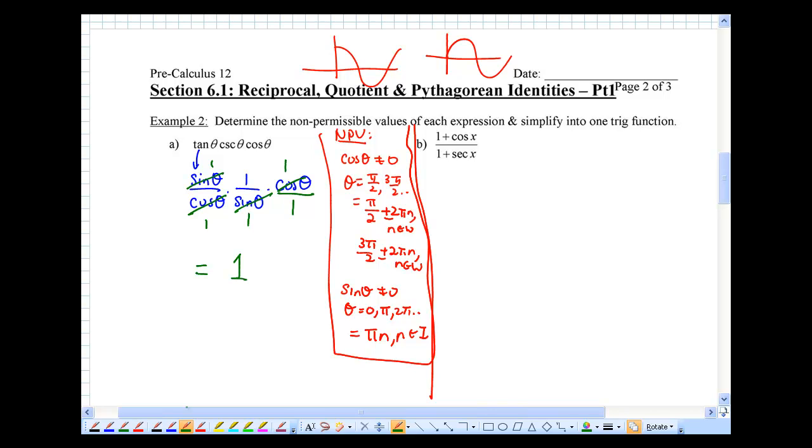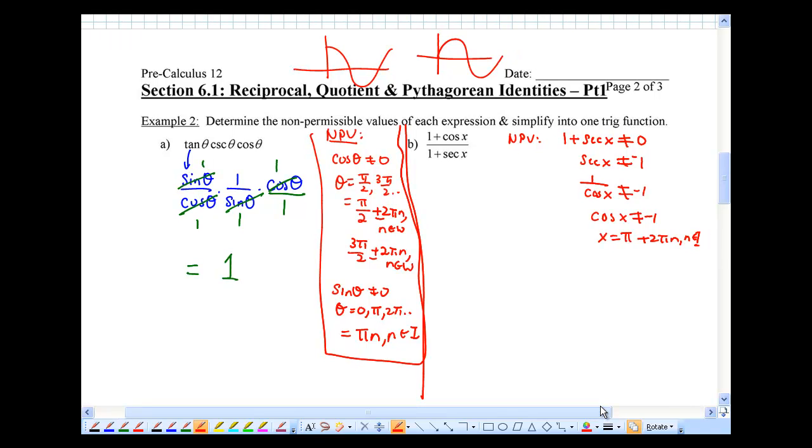You might be thinking, where's my denominator here? Well, notice I've got 1 plus secant x. So for your non-permissible values, how about 1 plus secant x not being equal to 0? Therefore, secant x can't equal negative 1. Secant x is the same thing as 1 over cosine x, which can't equal negative 1. Therefore, cosine x can't be equal to negative 1. And that occurs, if you think about the cosine graph, at pi. And so the general formula would be pi plus 2 pi n, n is an integer. Okay?